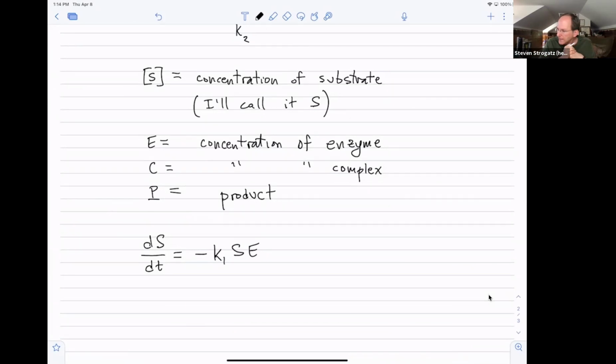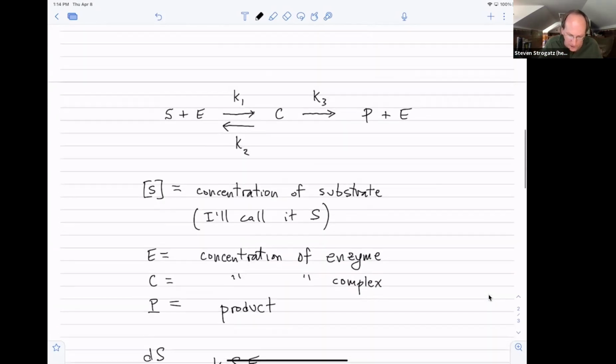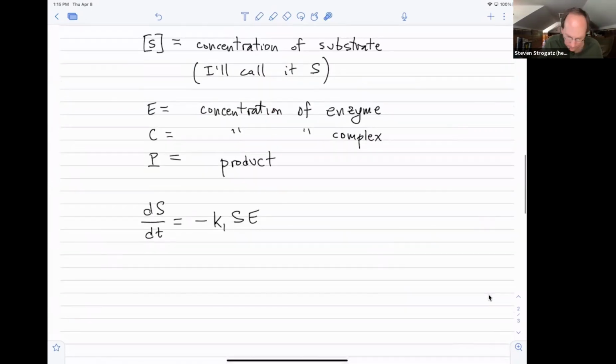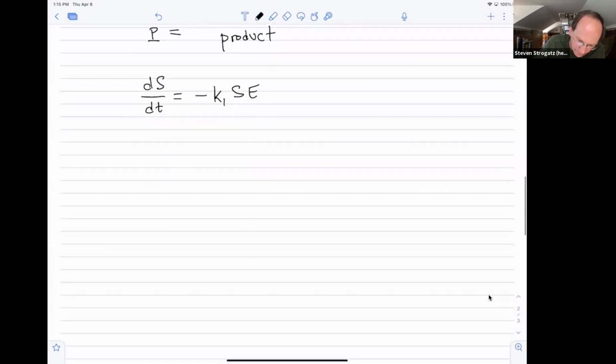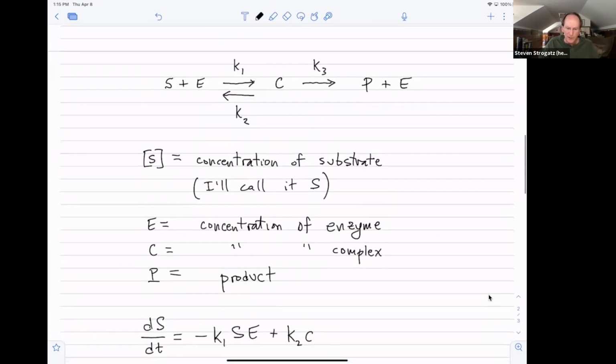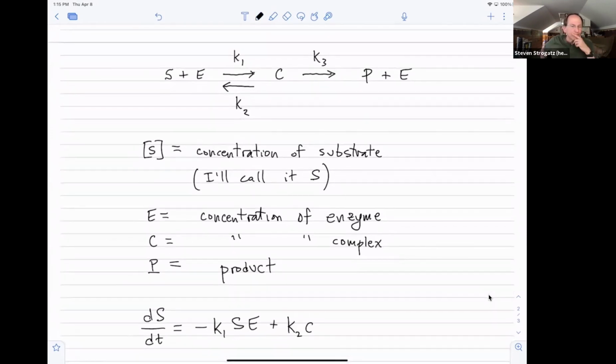That's all. And similarly, we can create some S through this back reaction, right, going this way. So that occurs at a rate K2 times however much C there was. So the creation of S depends on the current level of C, and so we get a term plus K2C. Does everyone understand the reasoning for how I would write down these differential equations? You want to ask anything? Okay, so I'm going to just write down the rest of them.